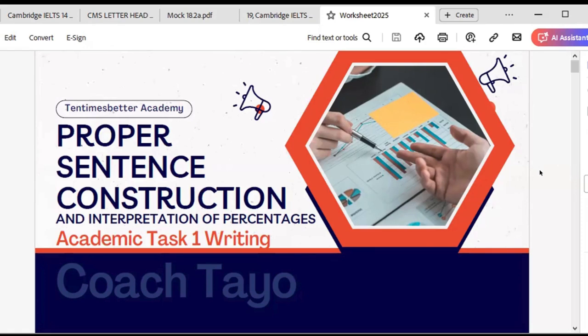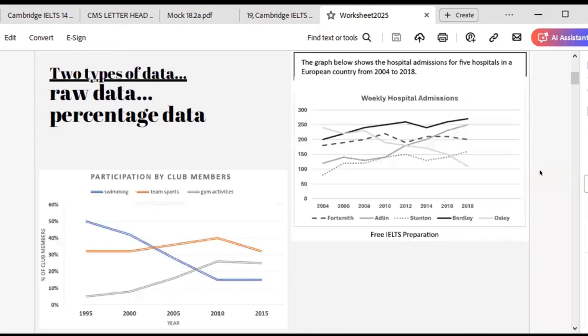Now, when it comes to Academic Task 1, we have different types of questions. We have maps and we have process charts. I'm not talking about maps and process charts in this lesson. What I want to talk about is what we call data-based charts. There are 5 of them: line graphs, bar charts, pie charts, tables, and combination charts.